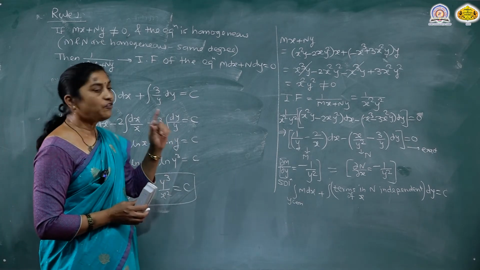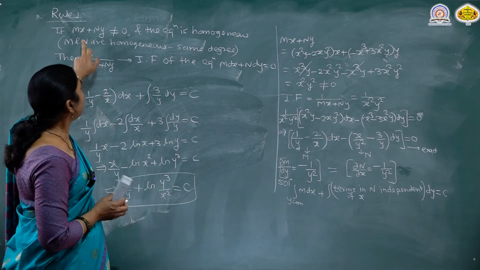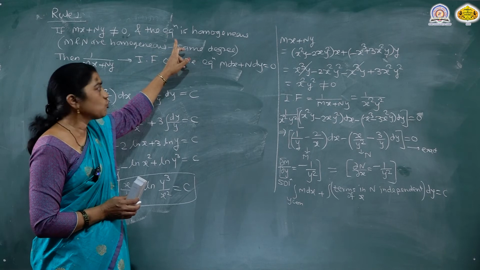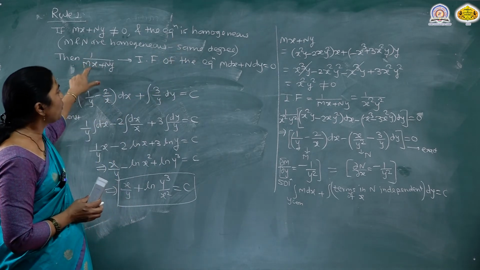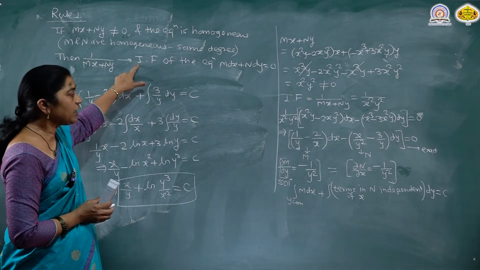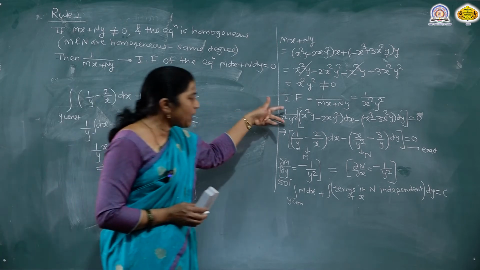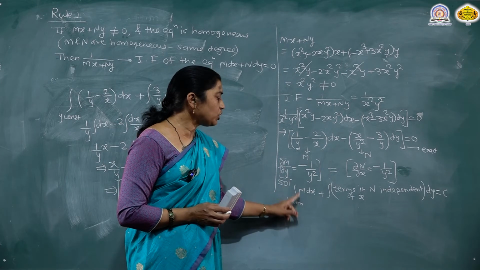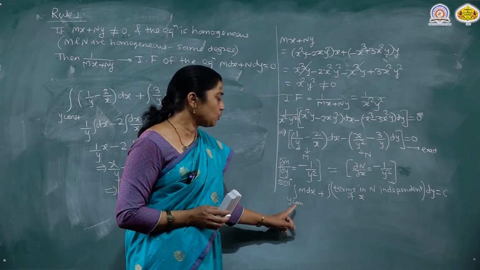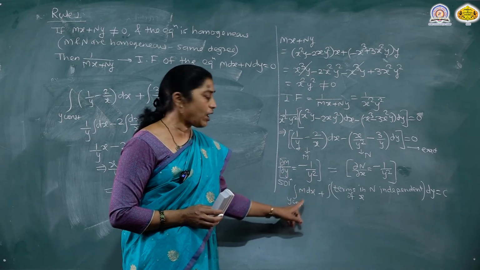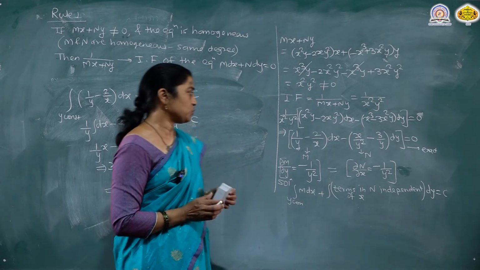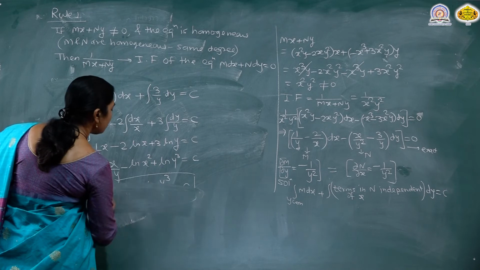So we have seen the first rule: if Mx plus Ny is not 0 and the given equation is homogeneous, then 1 upon Mx plus Ny is an integrating factor, meaning that multiplying by that factor the equation becomes exact and the solution is given by our standard rule, integral M dx over y constant plus terms in N independent of x dy equal to c. Now we will consider the second rule.